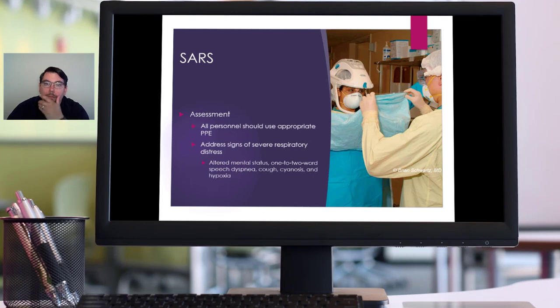For assessment, first and foremost make sure that you're utilizing all your personal protective equipment. We want to assess whether there are any specific signs that allow us to identify that this is a seriously compromised patient with respiratory distress. We're also going to look for things like altered mental status, one- to two-word speech or sentences because of their ability to breathe, as it's hard for them to get the air in and out. And then cough, dyspnea, cyanosis, and severe hypoxia.